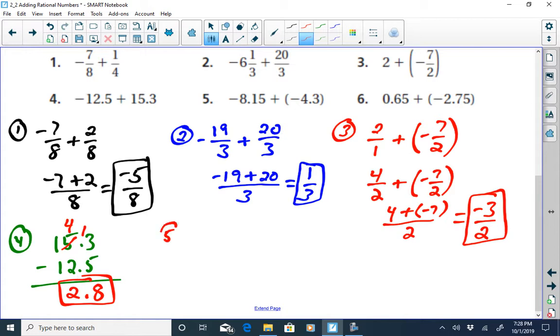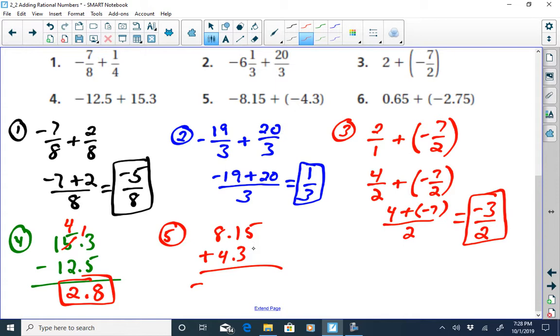All right, let's look at question 5. We have negative 8 and 15/100 plus negative 4 and 3/10. Here we're adding and the signs are the same. So when we're adding and the signs are the same, we actually have to add their absolute values. So that's 8 and 15/100, and I'm adding 4 and 3/10. We have to add their absolute values, but because they're both negative, my answer is going to be negative.